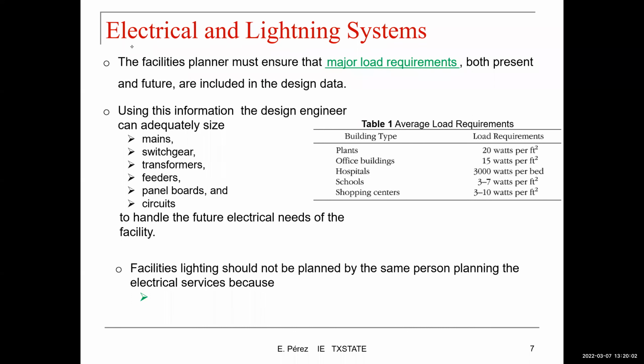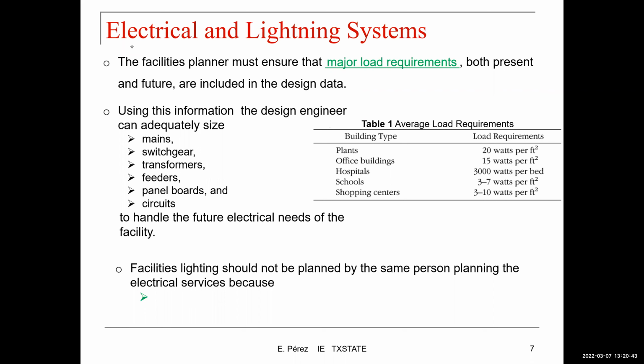So here's some information about the average load requirements according to building type. You see hospitals have a very high requirement, 3,000 watts per bed. For office buildings and plants, it is based on the square feet of the facility, so 20 watts per square foot. Schools are between 3 and 7, shopping centers between 3 and 10. We know that plants will require more power than office buildings because we have all this equipment that is used for production purposes.